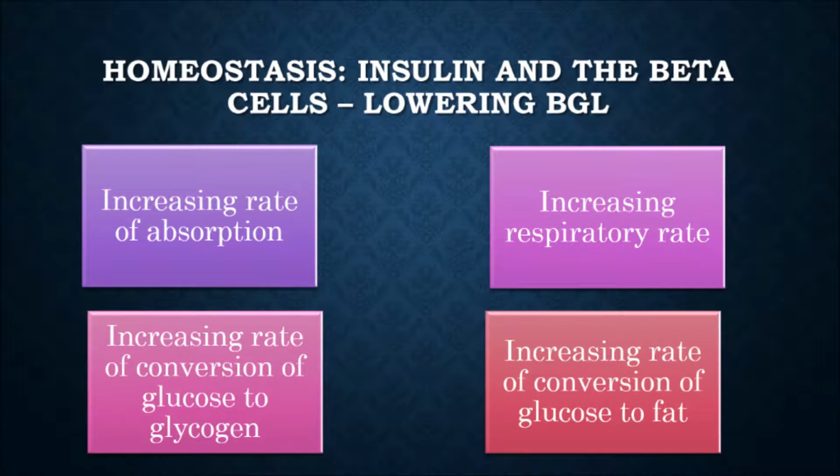The increase of the rate of absorption occurs in muscles which use the glucose to respire. It increases the rate at which cells respire, speeding it up, so more glucose is used and more is then taken up from the blood.